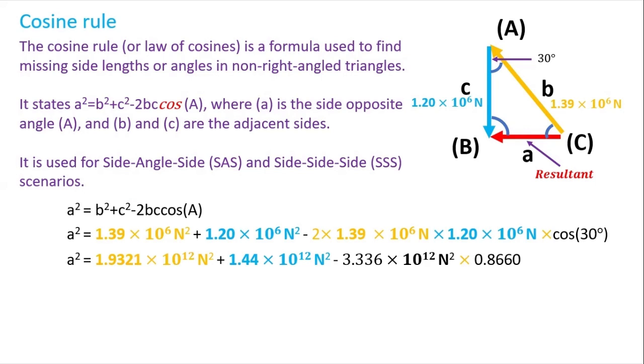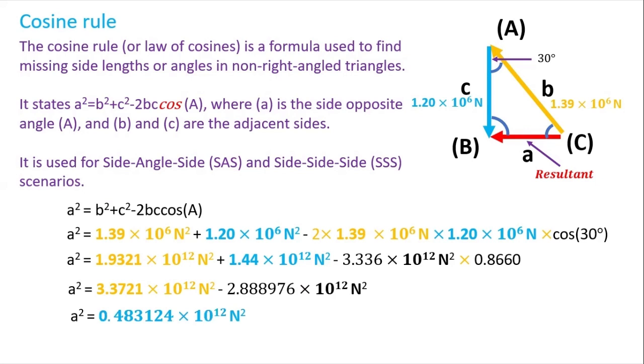Now when we square 1.39 × 10^6, we get 1.9321 × 10^12, plus 1.44 × 10^12, minus 3.36 × 10^12 × cos 30, which we know is 0.8660. So A² = 3.3721 × 10^12 minus 2.888976 × 10^12. So we get A² = 0.48312 × 10^12, so A² = 4.8312 × 10^11.